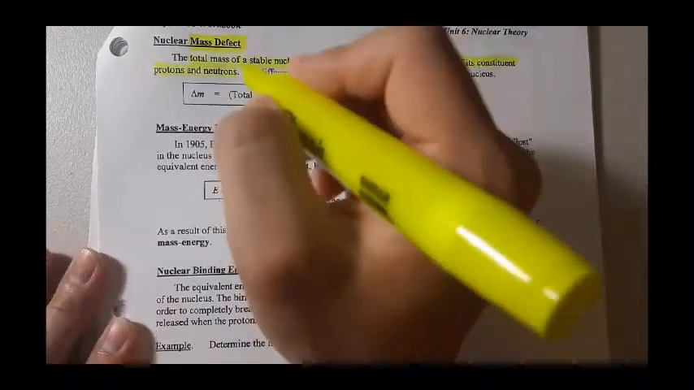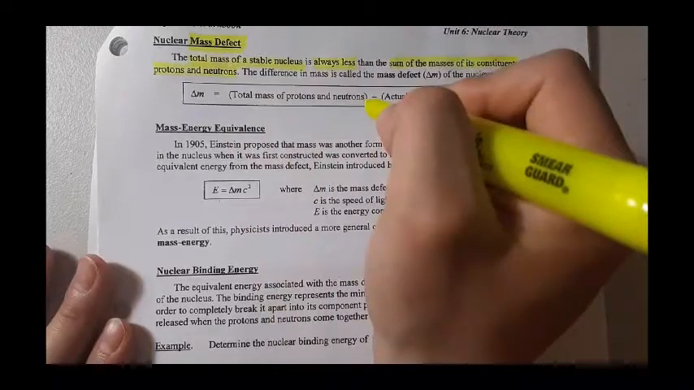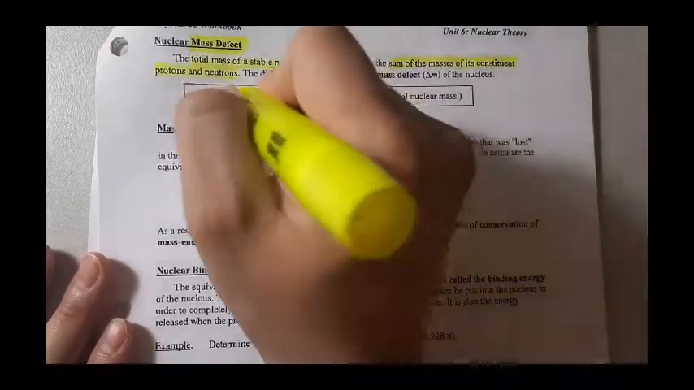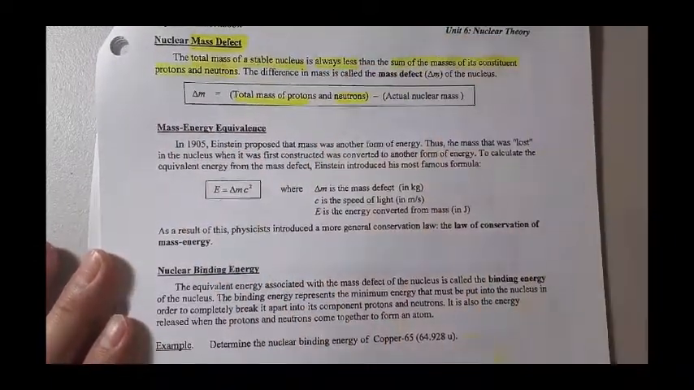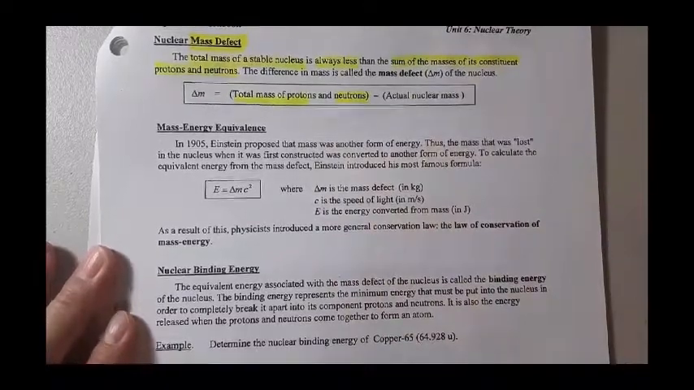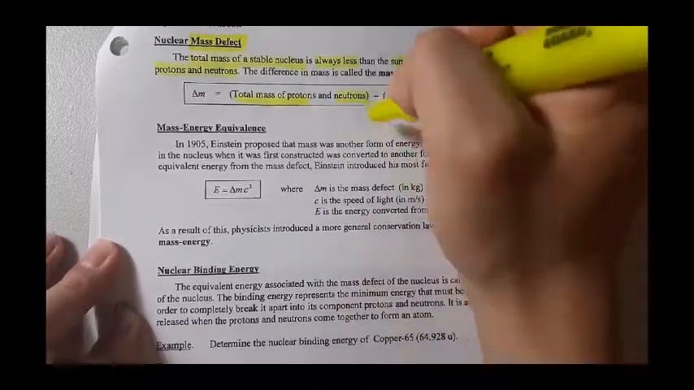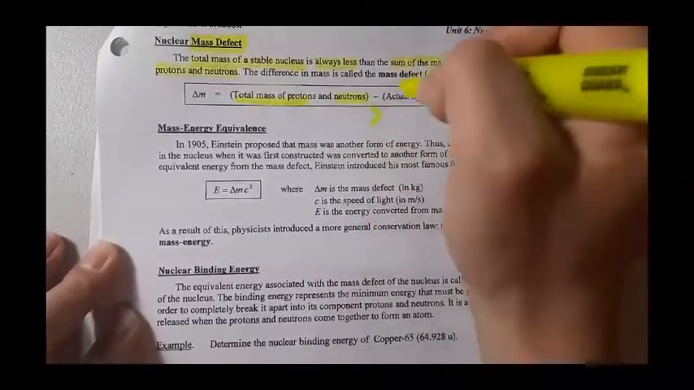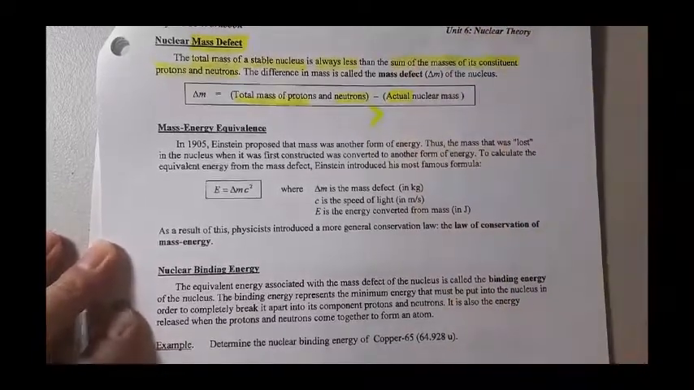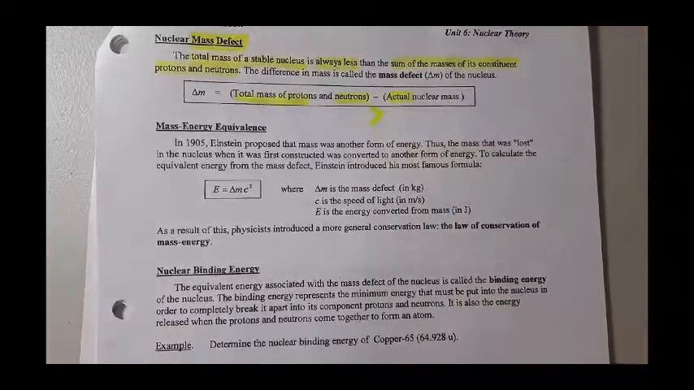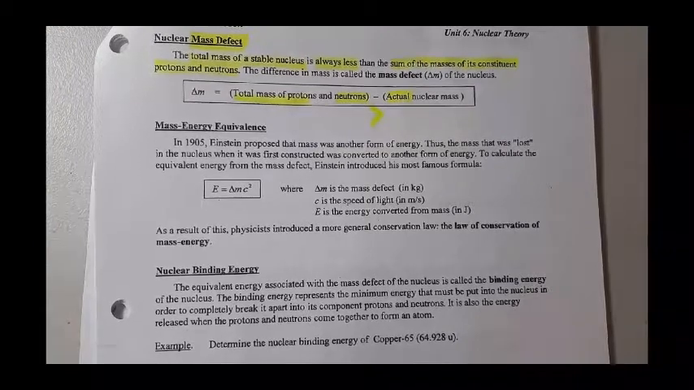So for every element, you need to think about it this way. The total mass of protons and neutrons is actually a little bit larger compared to the actual mass. So there is an error in conservation of energy and mass in here. Well, basically conservation of mass. So Einstein proposed an idea.